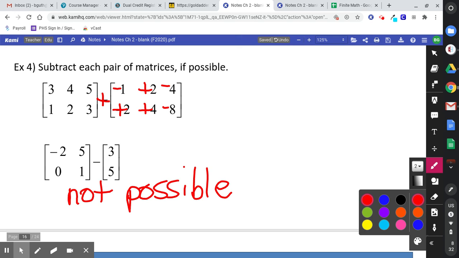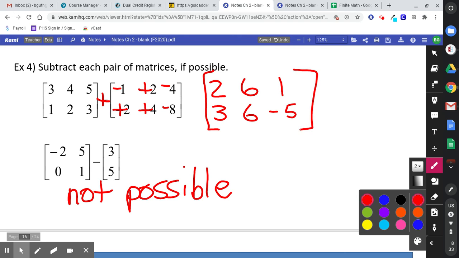I'm just going to add like I did on the previous example. 3 plus negative 1 is 2. 4 plus 2 is 6. 5 plus negative 4 is 1. 1 plus 2 is 3. 2 plus 4 is 6. 3 plus negative 8 is negative 5. So double check your answer. Did I do that right? Did you do it right? All right.